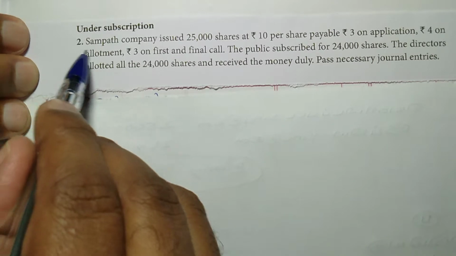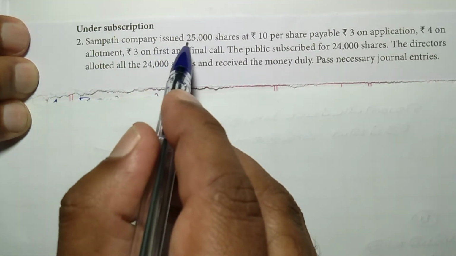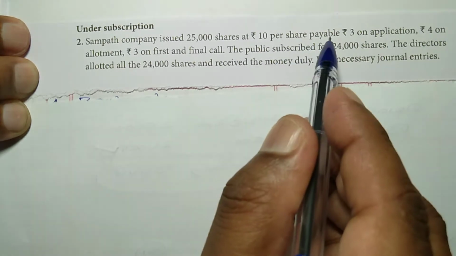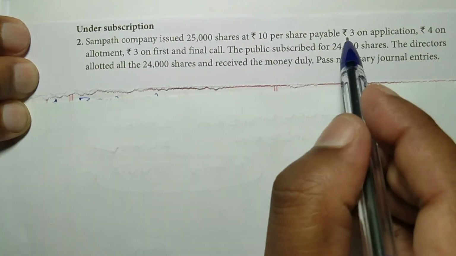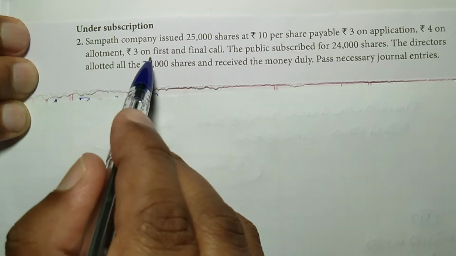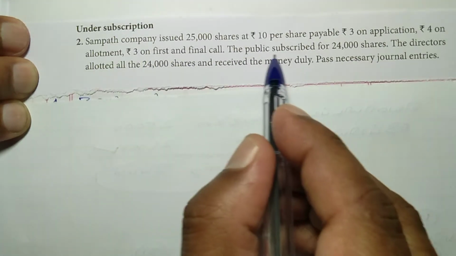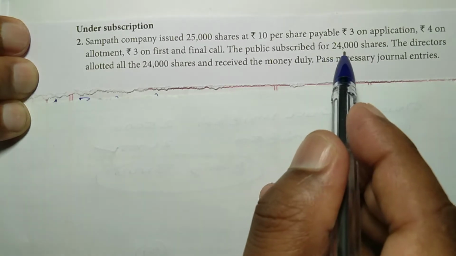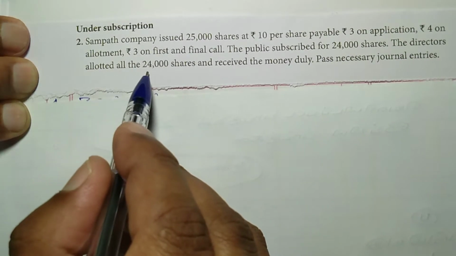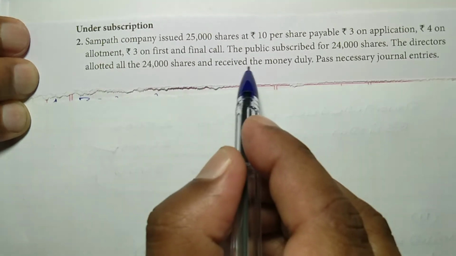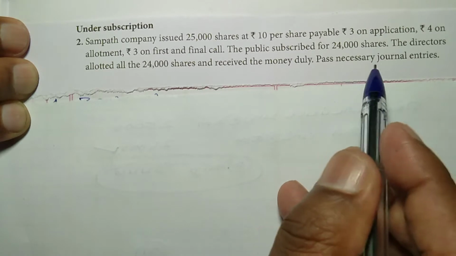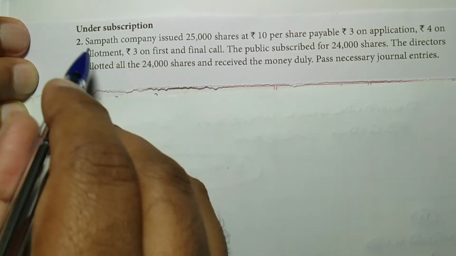Exercise sum 2. Sambat company issued 25,000 shares at rupees 10 per share, payable rupees 3 on application, rupees 4 on allotment, rupees 3 on first and final call. The public subscribed for 24,000. The directors allotted all the 24,000 shares and received the money duly. Pass necessary journal entries. So, இதில் கவனிக்கணும்.